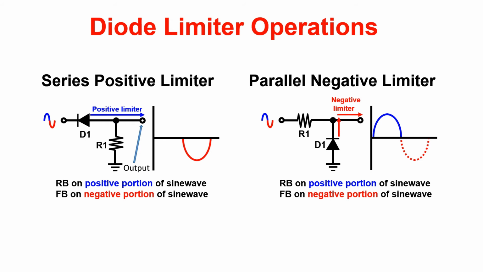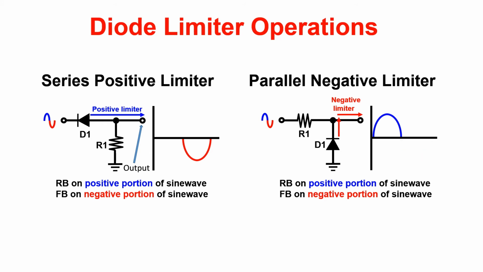If we take a look now at the parallel negative limiter, what part of the diode is touching the output? It's the negative side of the diode, right? This means that when the positive portion of the signal hits the diode, it will be forward biased, and when the negative portion of the signal hits the diode, it will be reverse biased.